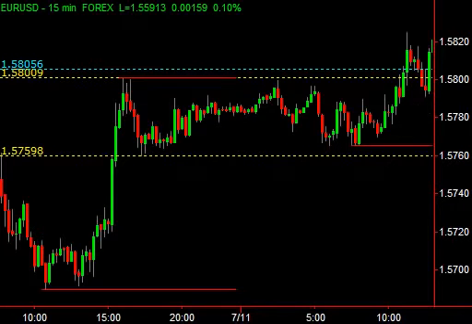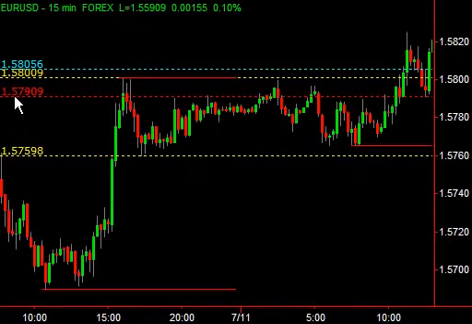Stop loss goes past the event. The event is the pullback, and the stop goes below the lowest point that price retraced to after the breakout move. So stop loss location for me is going to go below 157.90, which is past the lowest point of the retracement after the breakout move.